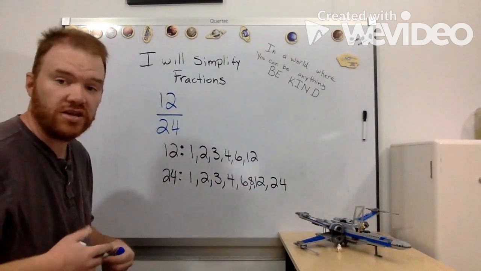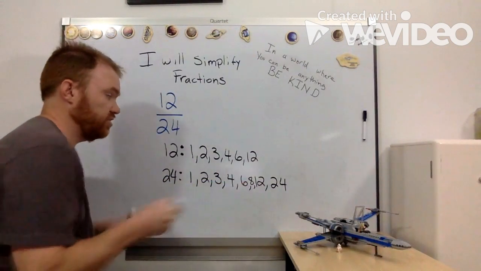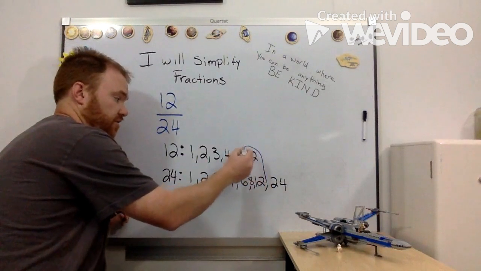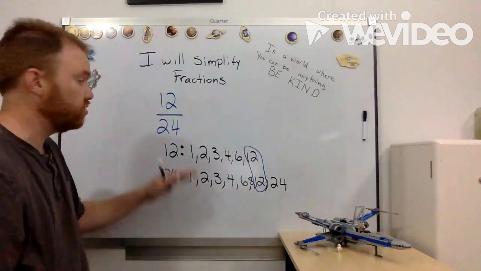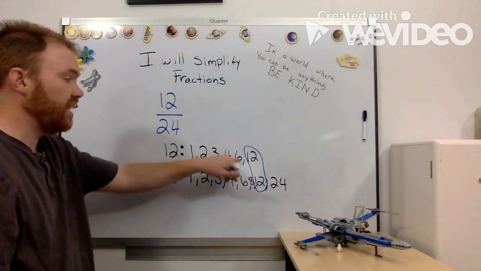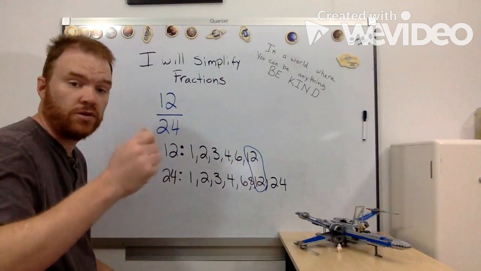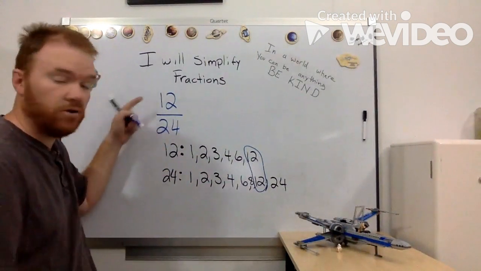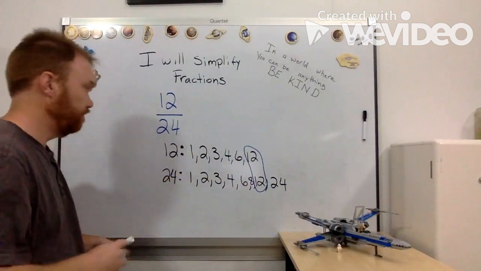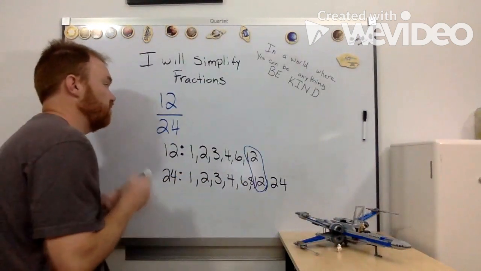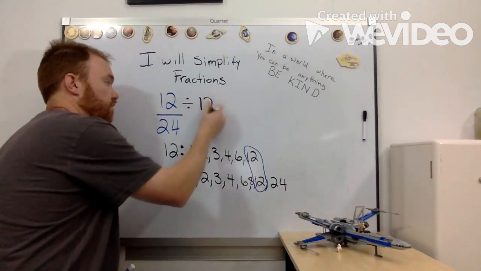And I look at those two lists, and I can easily see, especially because I have them lined up right on top of each other, that 12 is my greatest common factor. Okay, so 12 is my greatest common factor. So that's what I'm going to divide my numerator and denominator by, my greatest common factor. Okay, so now I'm going to divide by 12.